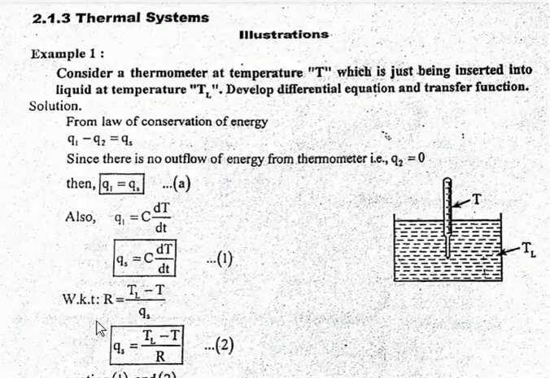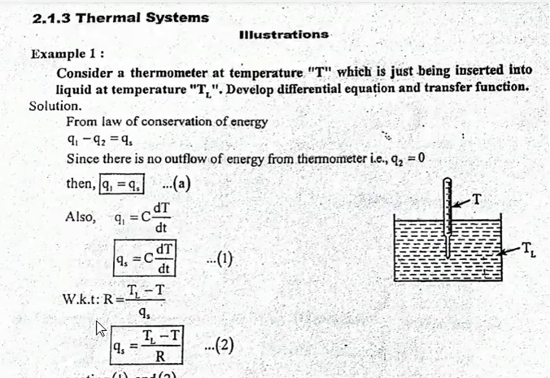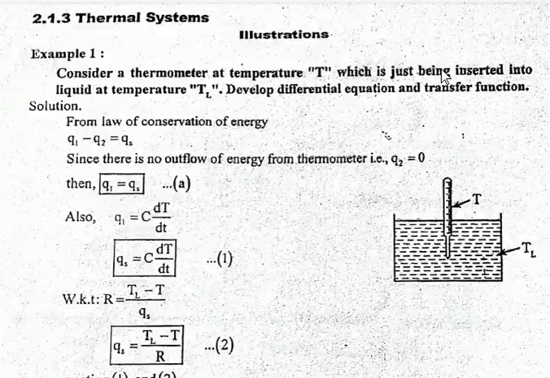Mechanical system, electrical system, and next one is the thermal system. This thermal system can be expressed by using one problem or one illustration. What he has given: consider a thermometer at a temperature T. He has given the thermometer here, which is at temperature T, and it is being inserted into a liquid at a temperature TL. The liquid temperature is TL.